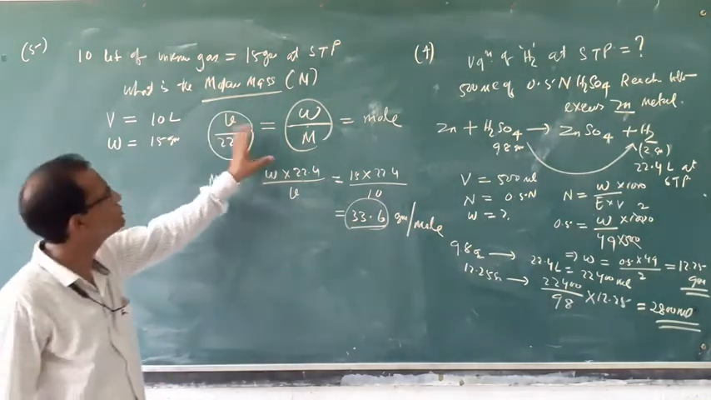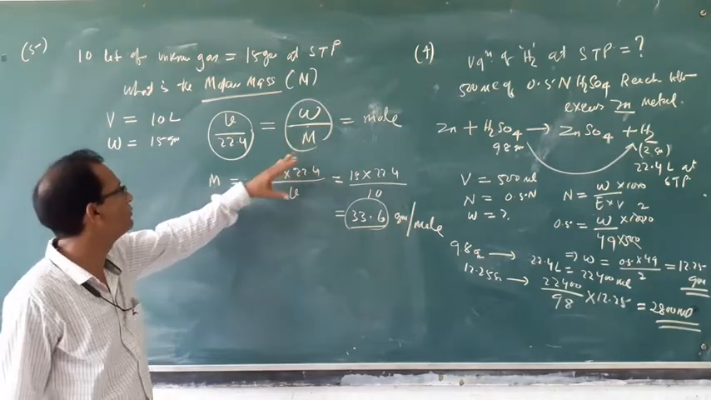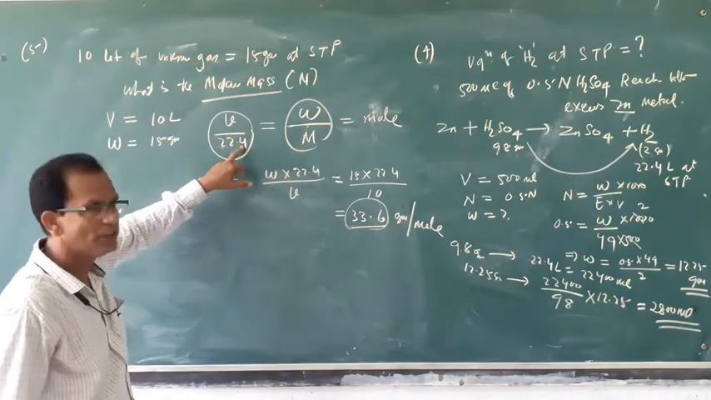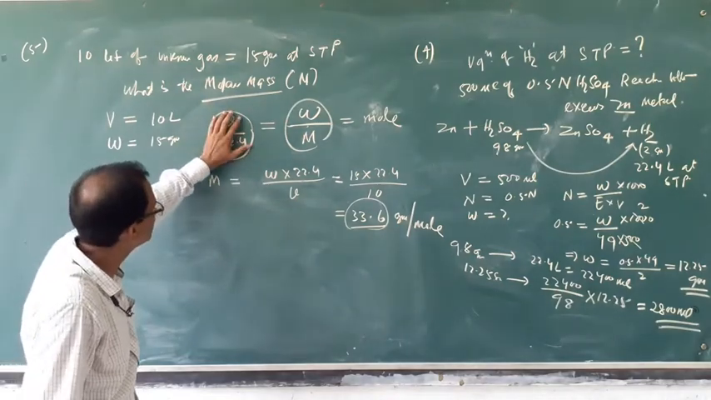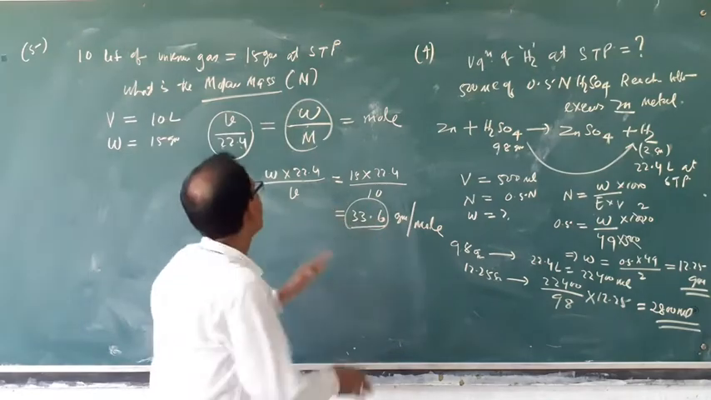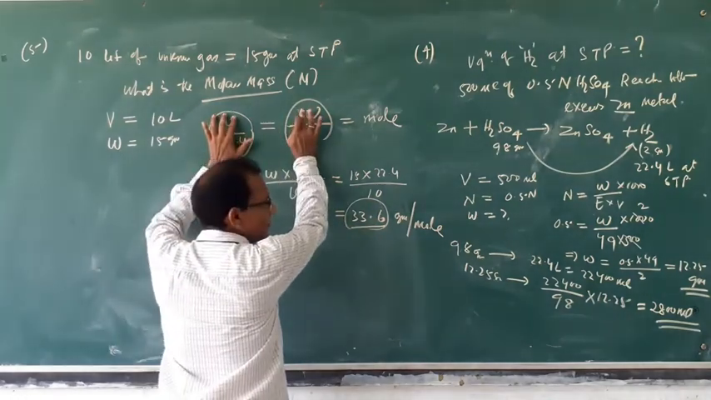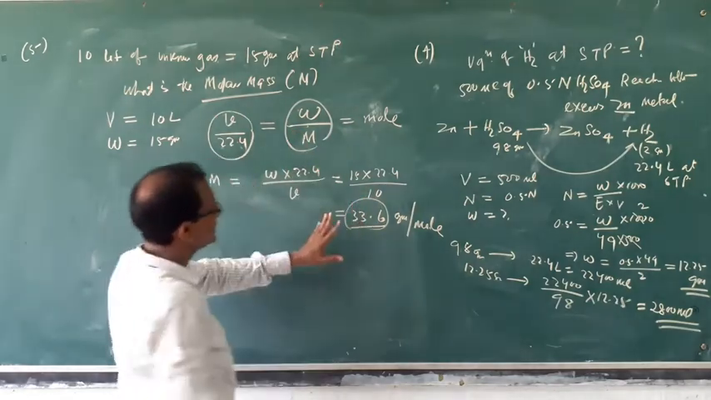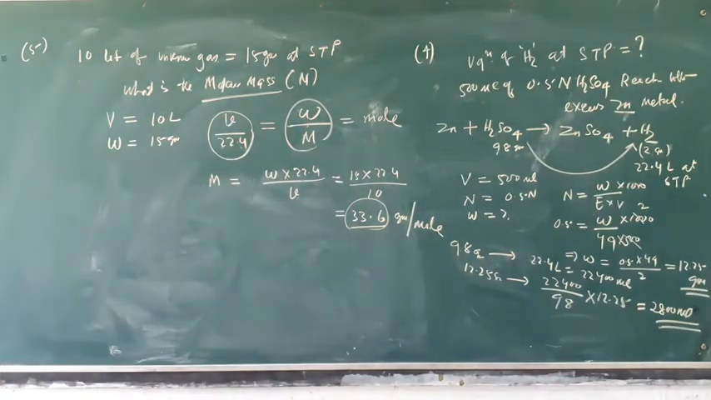Means you can use the formula. As volume is given, at STP 22.4 liter, that is the number of moles. And here mass is given and molar mass, that is the number of moles. As per the question, number of moles is same. Volume to volume or mass to mass. That's why you will get the molar mass. So like this. Then question number 6.